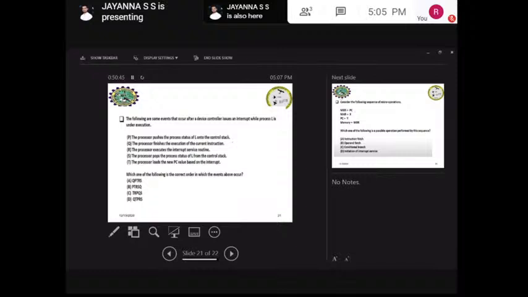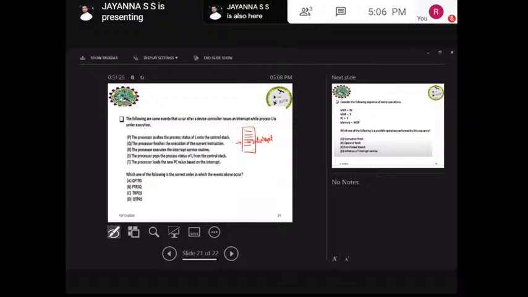As we know, whenever an instruction occurs in the program, the microprocessor performs a sequence of actions. When the microprocessor is executing the instruction and an interrupt occurs, what are all the actions that should take place by the microprocessor? The first step is that the processor should push the process status of L onto the control stack. First we have to push the status of the current register onto the stack memory.